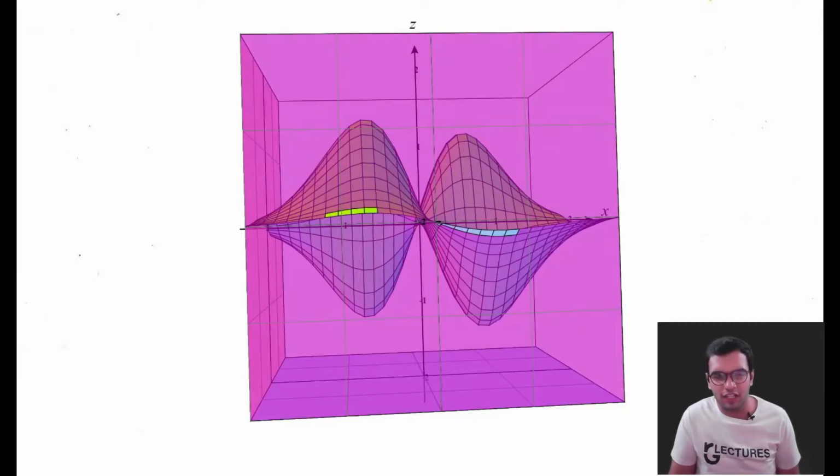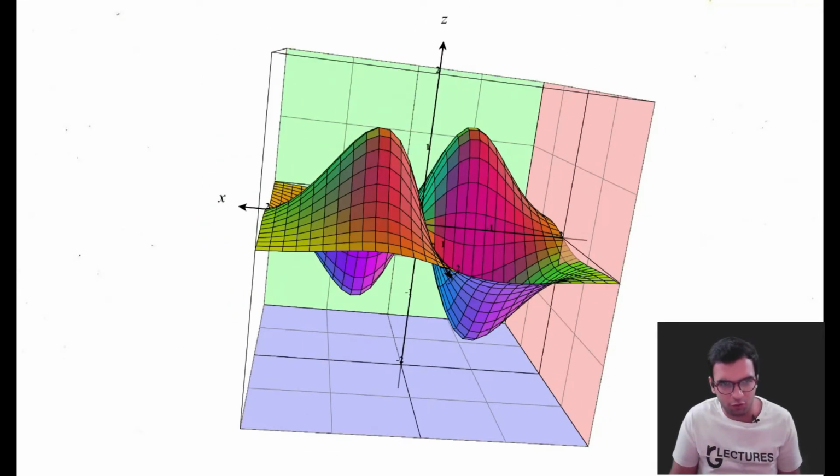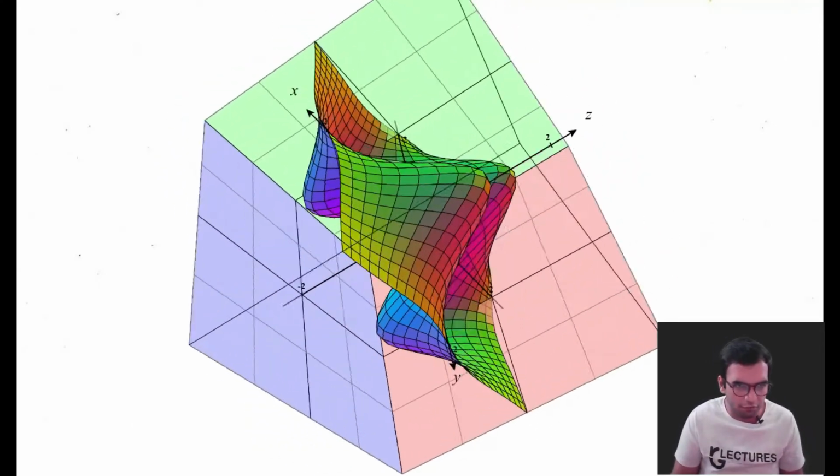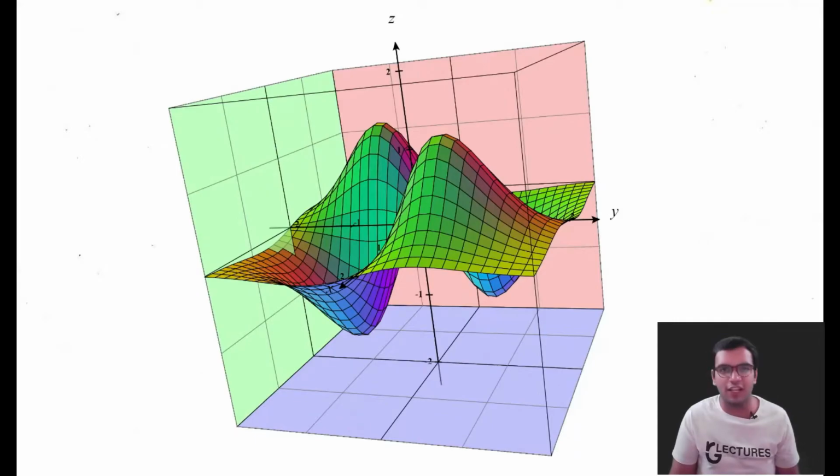Hi, so before starting the video, try to answer in the comment whether this graph represents the scalar field or it represents the vector field. Okay, so this is the 3D look of this graph. Predict whether it is a scalar or it represents a vector field.